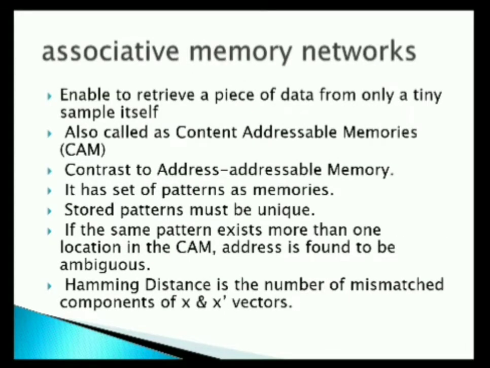Associative memory networks. It is used to enable retrieval of a piece of data from only a tiny sample of itself. It is also called CAM, content addressable memories, in contrast to address addressable memory. It has a set of patterns as memories. Stored patterns must be unique in these associative memory networks. If the same pattern exists in more than one location in the CAM, the address is found to be ambiguous. Hamming distance is the number of mismatched components of X and X dash vectors.